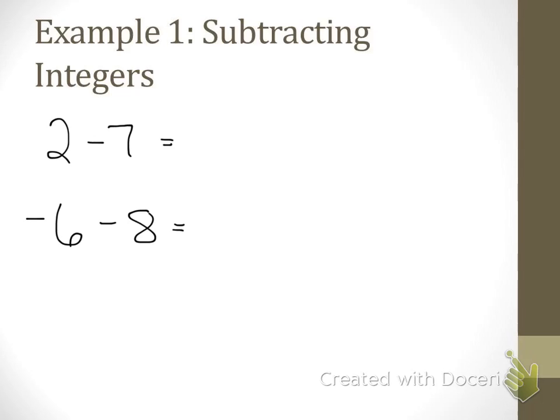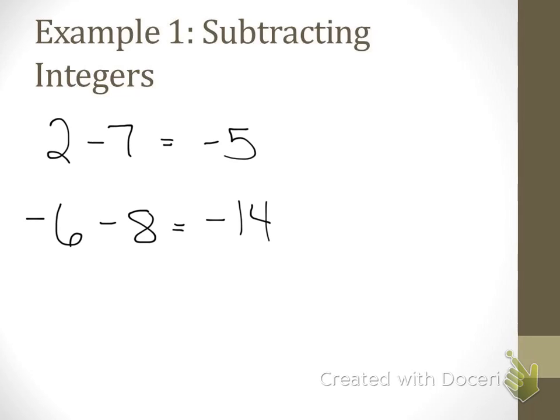What's 7 minus 2? 5. And how do I know if my answer is positive or negative? The larger number. 7 is bigger and 7 is negative, so I take the sign of my larger absolute value. What about the second one? Negative 6 minus 8. Same sign or different? Same sign. They're both negative, so I add and keep that negative, so it's going to be negative 14.